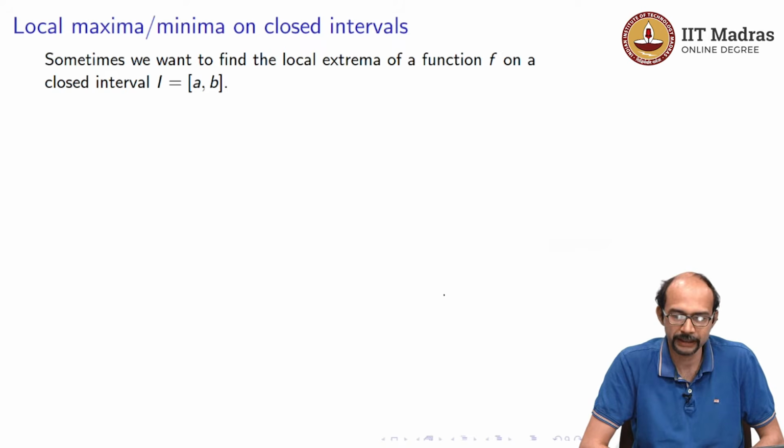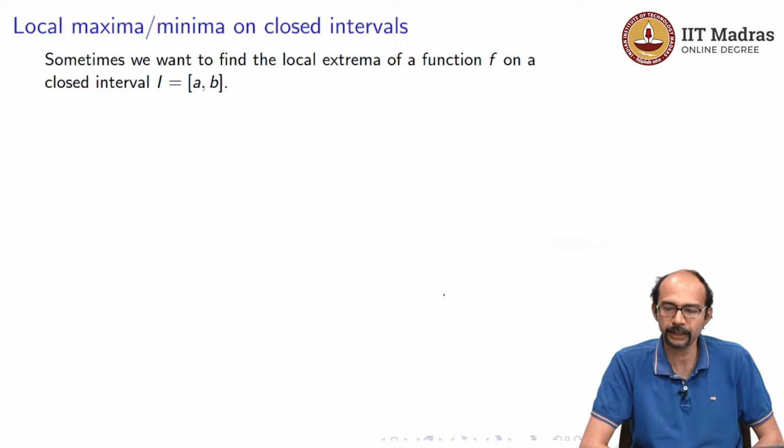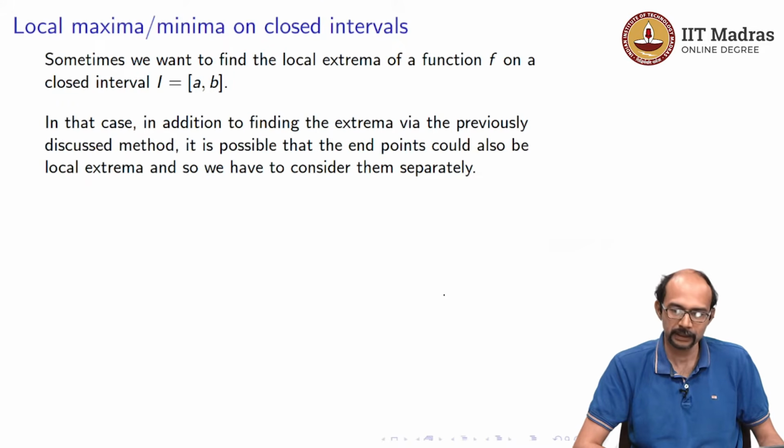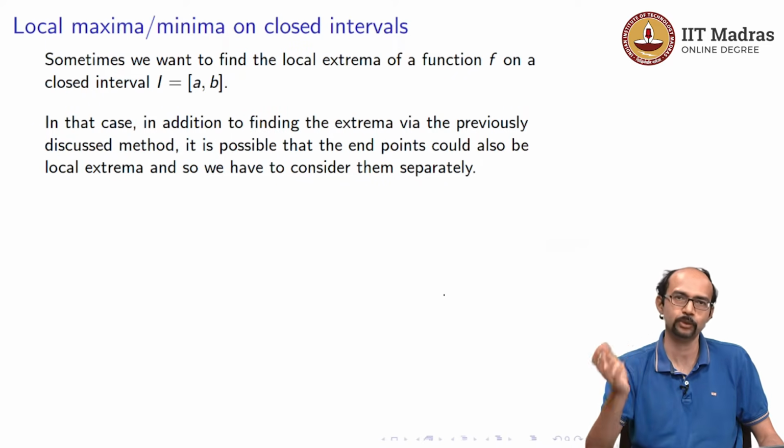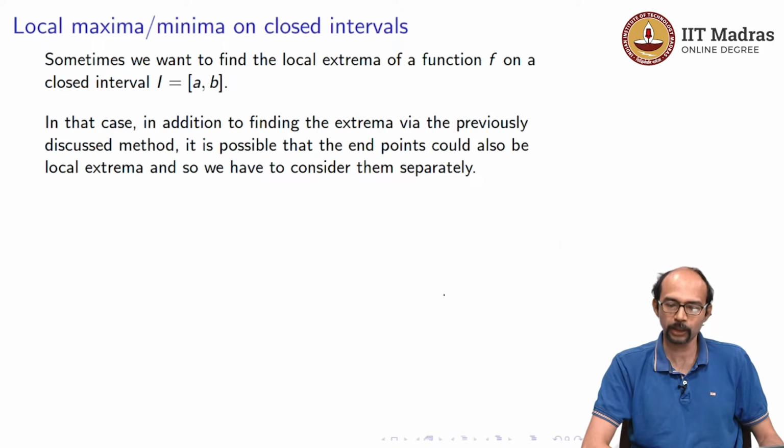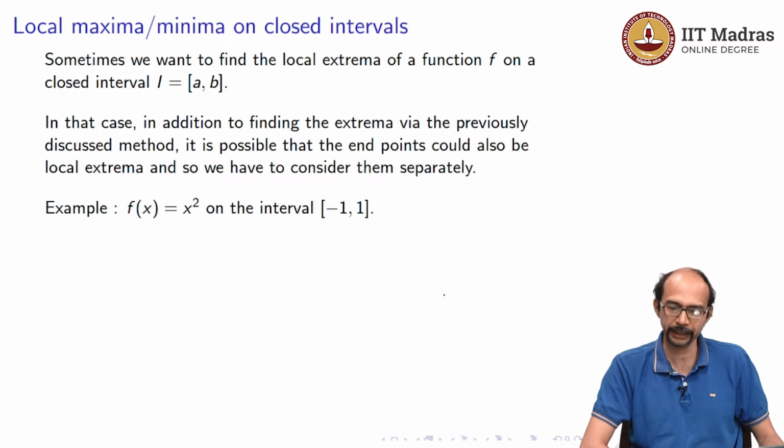So, let us go on and study local maxima or minima on closed intervals. Sometimes we want to find the local extrema of a function on a closed interval a comma b. In that case, in addition to finding the extrema via the previously discussed method, which means to find f prime x and set it to 0, and so on, it is possible that the endpoints could also be local extrema, and so we have to consider them separately.